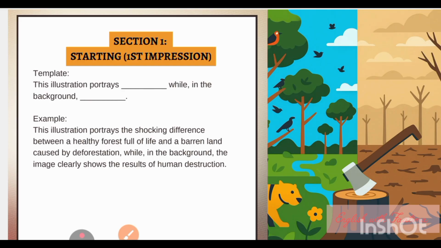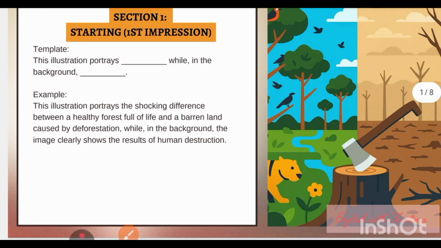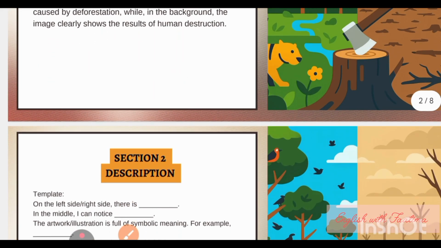This illustration portrays the shocking difference between a healthy forest full of life and a barren land, right? There is a barren land, and this is happening due to deforestation. While in the background, the image clearly shows the result of human destruction. So we just gave an overview.